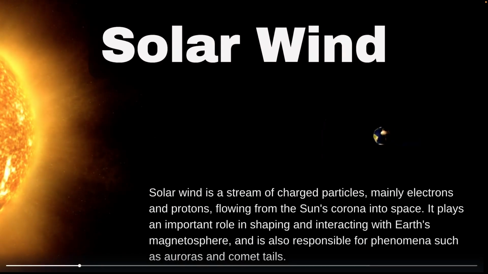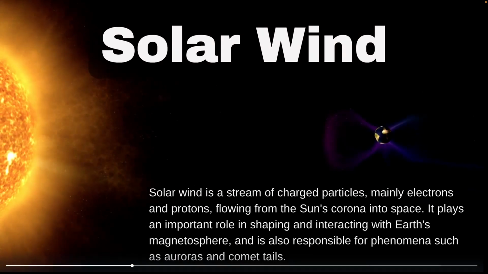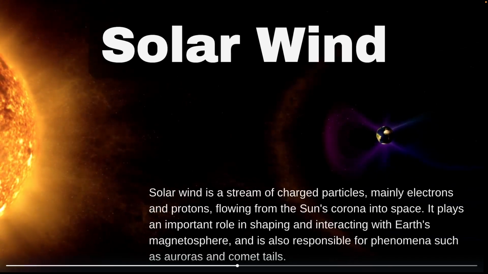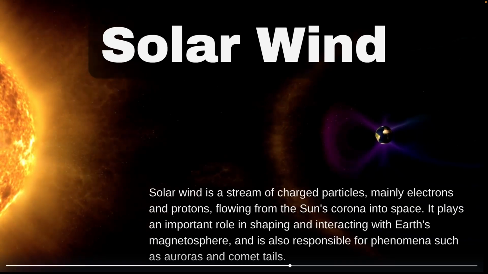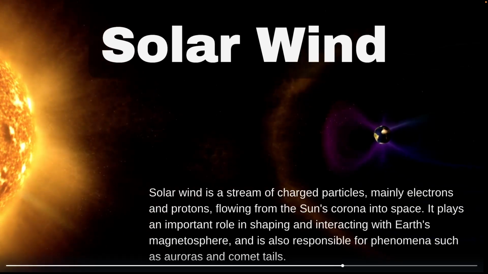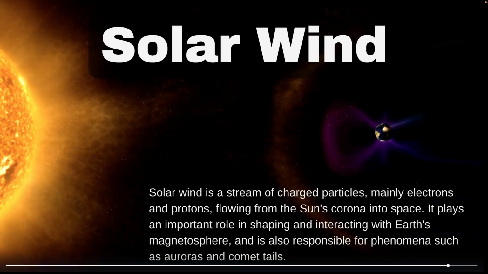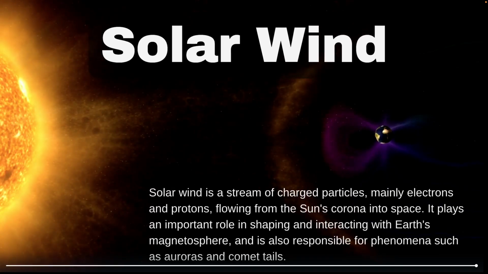There is one more concept which we need to go through, that is solar wind. Solar wind is a stream of charged particles, mainly electrons and protons, flowing from the sun's corona into space. It plays an important role in shaping and interacting with Earth's magnetosphere and is also responsible for phenomena such as auroras and comet tails.